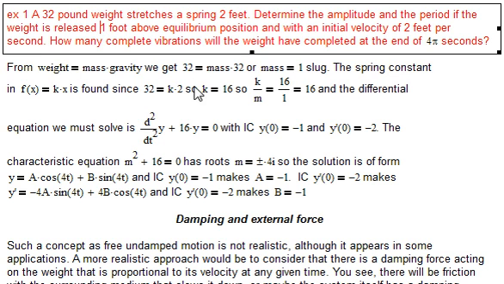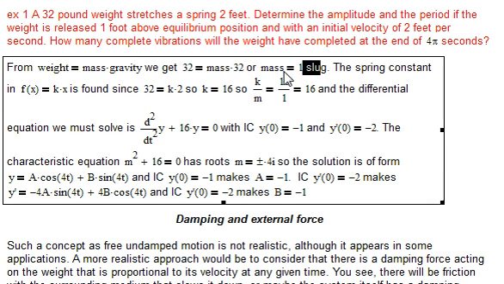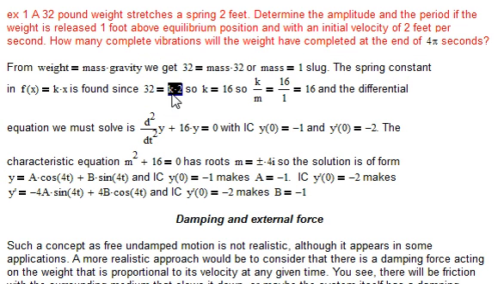Lifted up 1 foot above equilibrium position, that would be a -1. So for a weight of 32, weight is mass times gravity, so 32 equals mass times 32 on Earth anyway, so the mass is 1 slug. The spring constant in f of x equals kx is found since 32 equals k times 2, right? How do we know that? Because that weight displaced the spring 2 feet. So k equals 16. So k over m equals 16 over 1, which is 16.